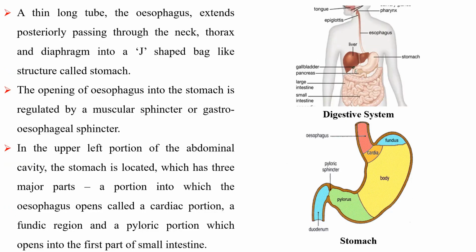A thin long tube, the esophagus, extends posteriorly, passing through the neck, thorax, and diaphragm into a J-shaped bag-like structure called stomach. The opening of the esophagus into the stomach is regulated by a muscular sphincter or gastroesophageal sphincter. In the upper left portion of the abdominal cavity, the stomach is located, which has three major parts: a portion into which the esophagus opens called the cardiac portion, a fundic region, and a pyloric portion, which opens into the first part of the small intestine.